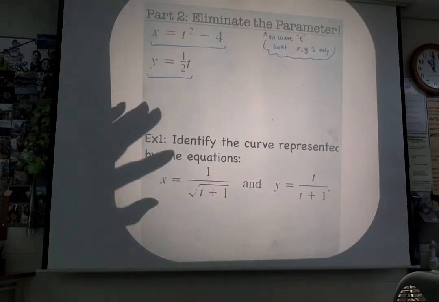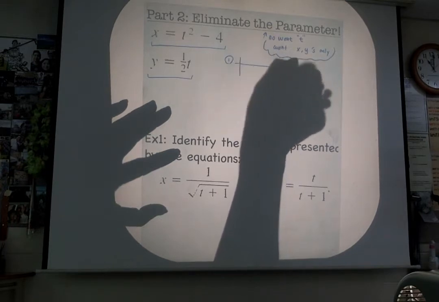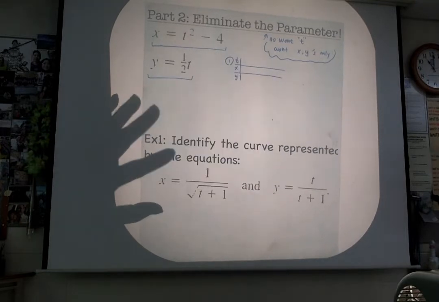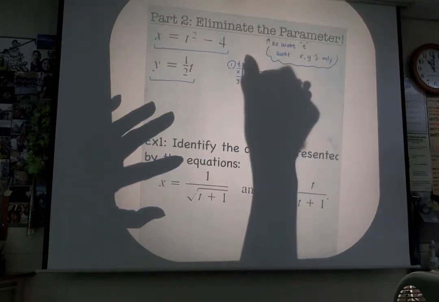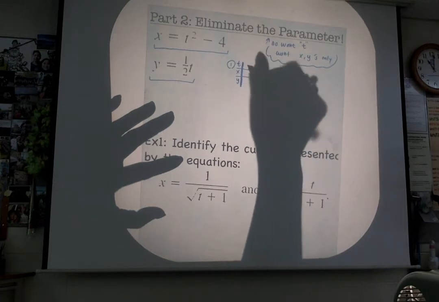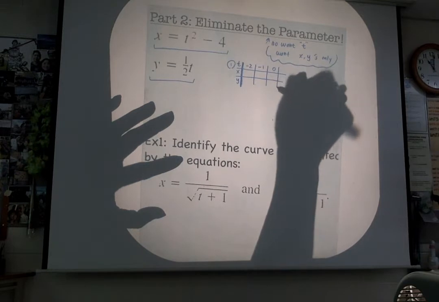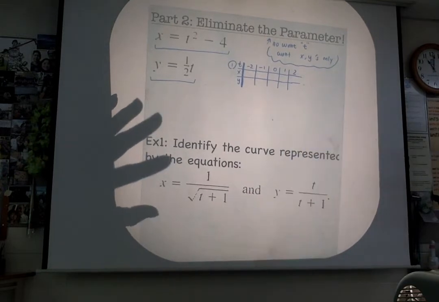So you know what I think we should do? The first thing we should do is check out the graph. So I made a small little table of t, x, and y, okay? And I started from -2. I always have to give you when I want you to start and how far I want you to go. So I'm going to try -2, -1, 0, 1, and 2. And here's what I get.